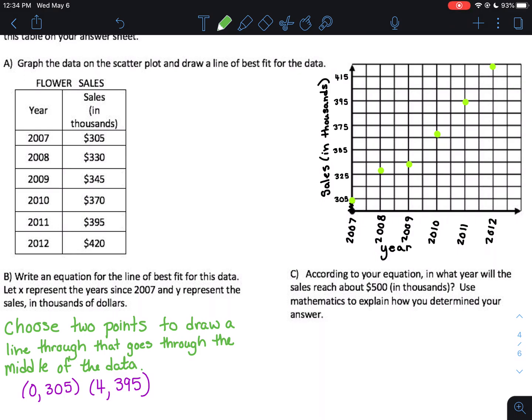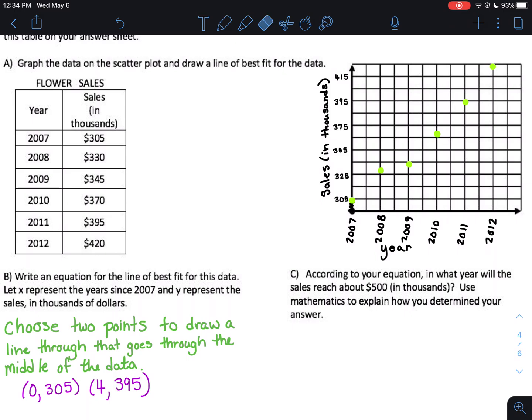So I already went ahead and I graphed it on the scatter plot. And you can see that this looks like it has a strong positive correlation. It looks like we probably could find a straight line that fits most of those points or goes through. And what B says is, write the equation for the line of best fit for this data. Let X represent the years since 2007 and Y represent the sale in thousands.